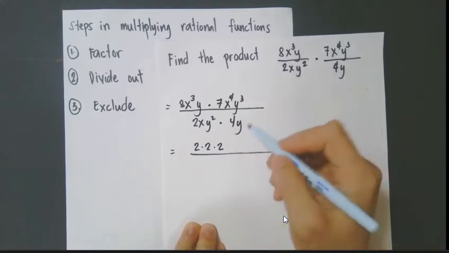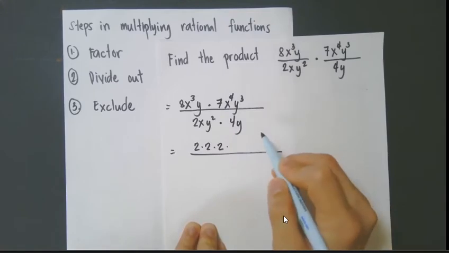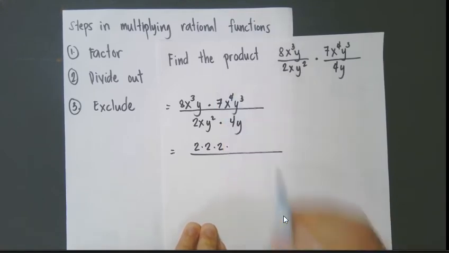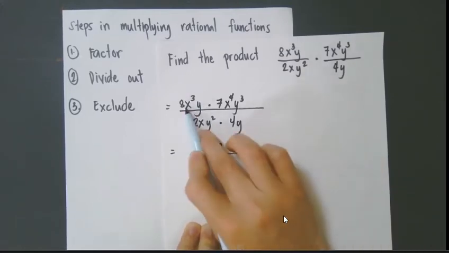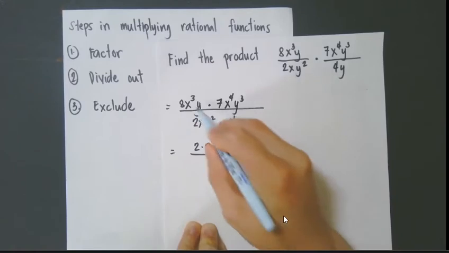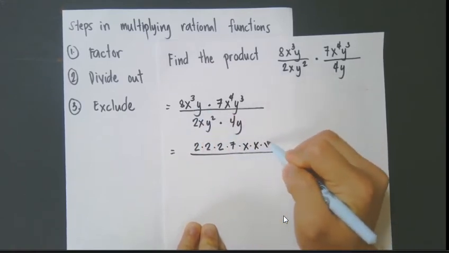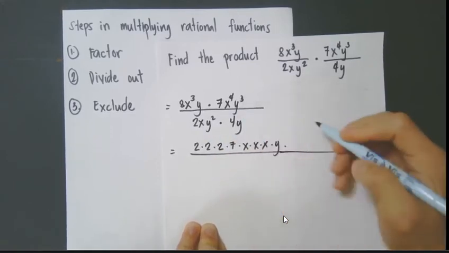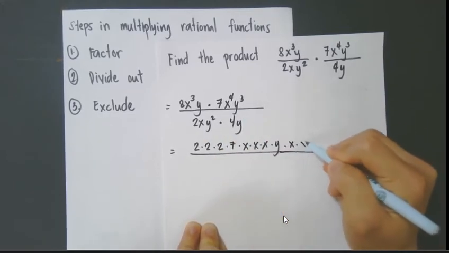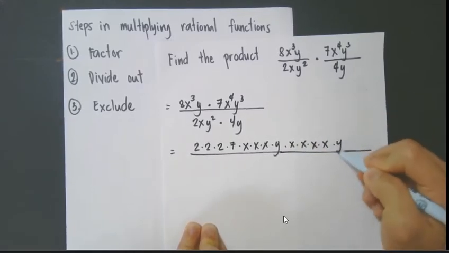Okay, now let's factor out 7. 7 is a prime number, so you would just write 7. Now factor out the x's and y's the same way. So x cubed is x times x times x. For the y, that's y. For x to the power of 4, that's x times x four times. And then y three times.